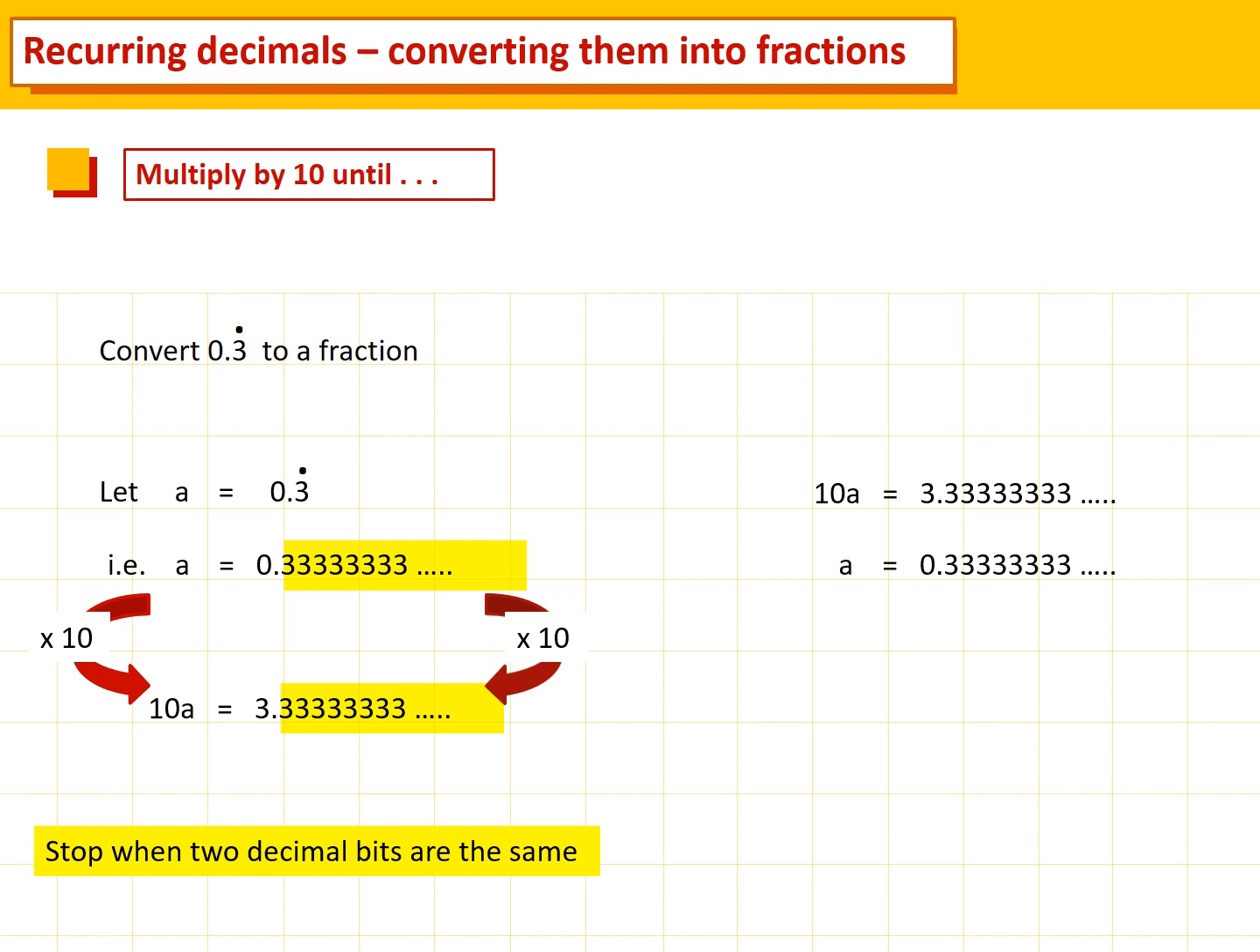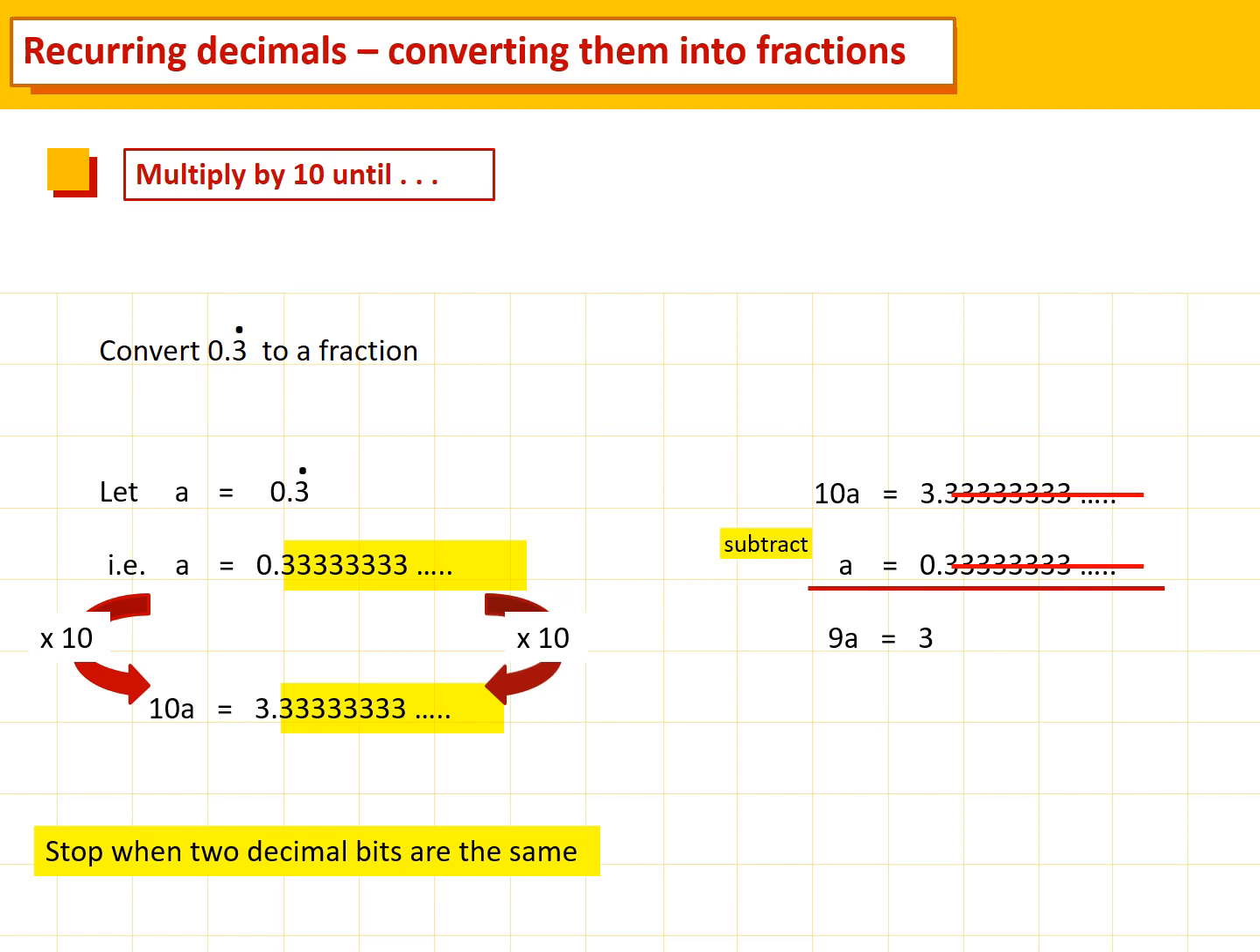expressions. So 10A, which is 3.3333, and A, which is 0.3333, we're going to subtract one from the other. And the reason we do that is because when we subtract, because the decimal parts are the same, they will all disappear. They will cancel out. And so I will be left with 10A subtract A, which is 9A, and 3 subtract 0, which is 3.